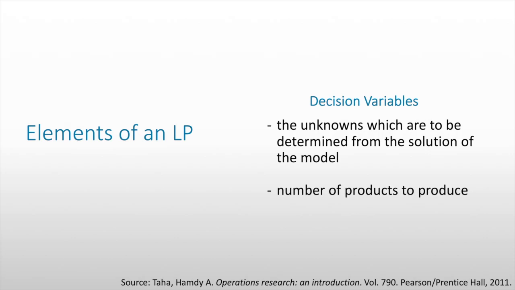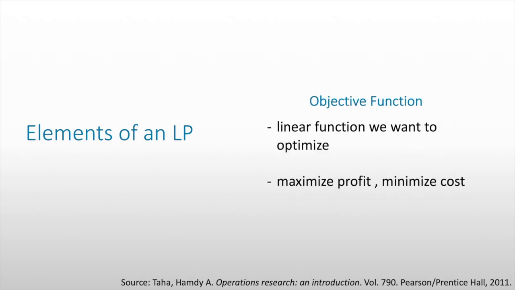First, we have decision variables. Decision variables are the unknowns which are to be determined from the solution of the model. One common example is the number of products to produce. Then we have the objective function, which is the linear function that we want to optimize. Again, either maximization or minimization. For example, maximize profit or minimize cost.